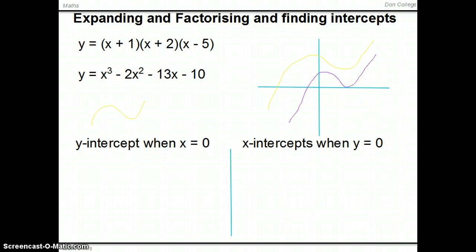And another possibility would be that it might go up and down and through. Now if you look at this one here, it's going through the x-axis 3 times and through the y-axis once. So the thing that all of these have in common is they all go through the y-axis once, and it doesn't matter how you move them around, up, down, left, right, they'll only go through the y-axis once. But they could go through the x-axis 1, 2 or 3 times. And what it looks like when it's factorised will help us determine that.